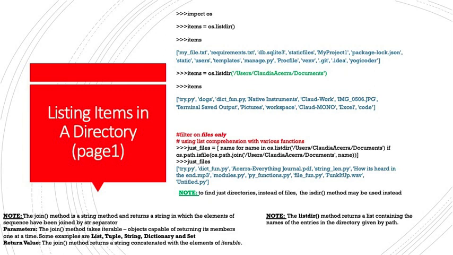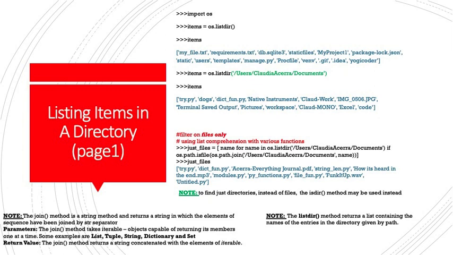Then I use the os.path.join method. Once again, pass it the directory I'm interested in and our iterable name. So the join method is a string method that returns a string in which the elements of the sequence have been joined by a string separator. The parameters for the join method: it takes an iterable, an object capable of returning its members one at a time. Some examples could be a list, a tuple, a string, etc.